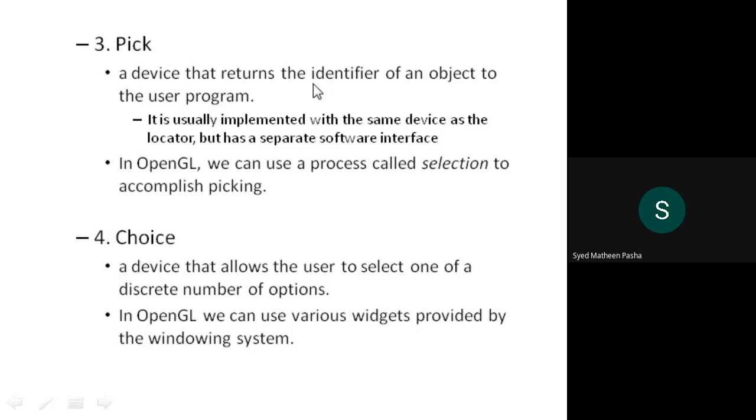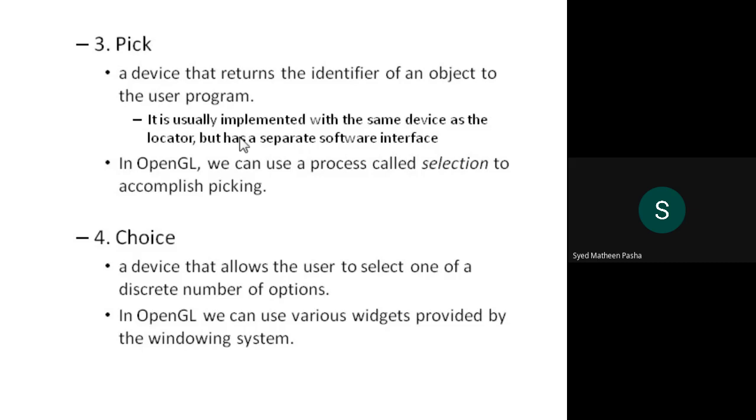That is, it uses some specific identification for that particular object, and you'll use it in that particular program. How is the implementation done? It is basically implemented with the same device, that is locator, but consists of some different interfaces. Basically in OpenGL, we use picking for selection purposes. That is, if you want to select some particular functionality in the software, we'll use this device called pick.